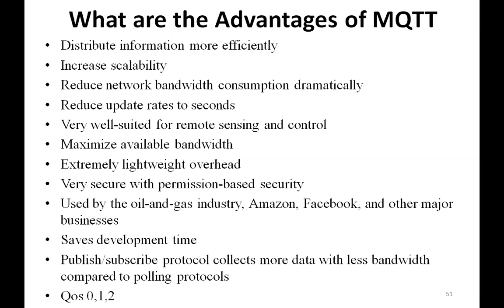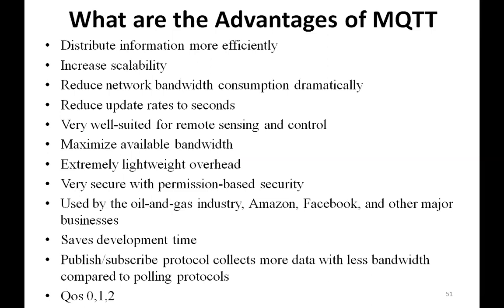We can add clients very easily. It reduces network bandwidth consumption dramatically, because the data you are sending is binary, and the frame structure supports low bandwidth. The entire frame length is minimal, so the bandwidth requirement is minimal. It reduces update rates to seconds. It is very well suited for remote sensing and control, and maximizes available bandwidth. Remote sensing and control means obviously the sensor will sense the data.